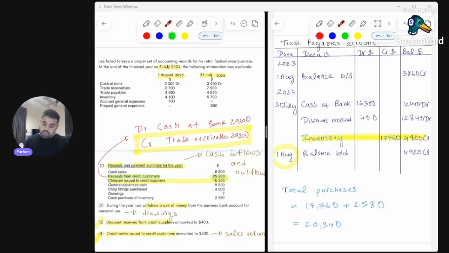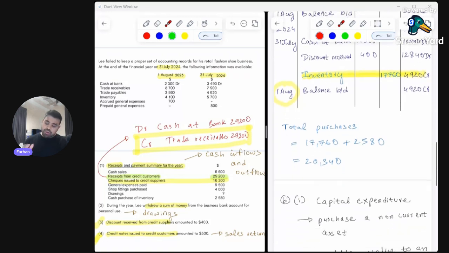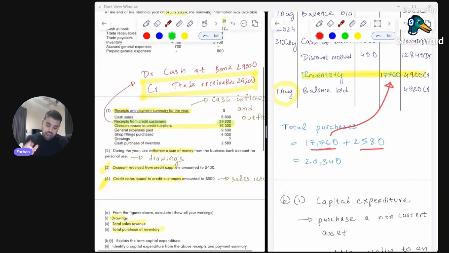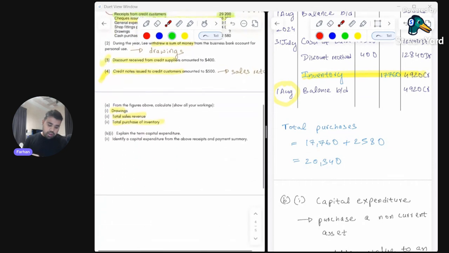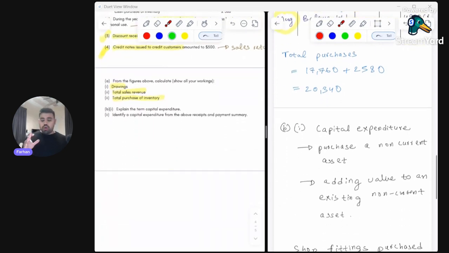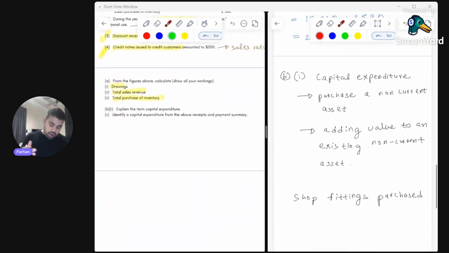Okay? Now the question is asking you to find the total purchases, which is simply the credit purchases plus the cash purchases. So the credit purchases are what we have just determined, and cash purchases is 2,580, which gets added to the credit purchases, and the total purchases therefore are $20,340. Okay? All right.